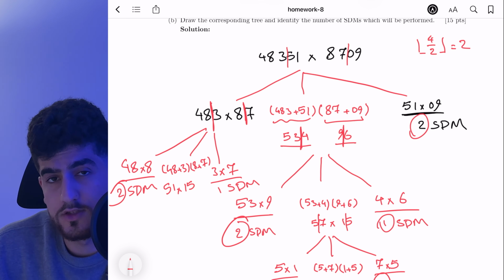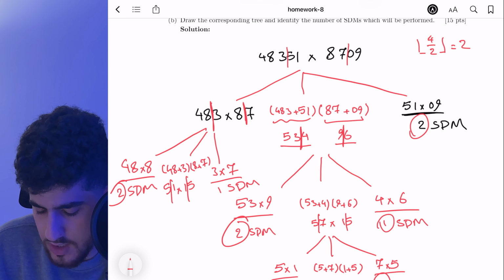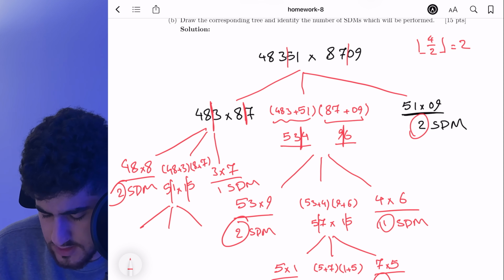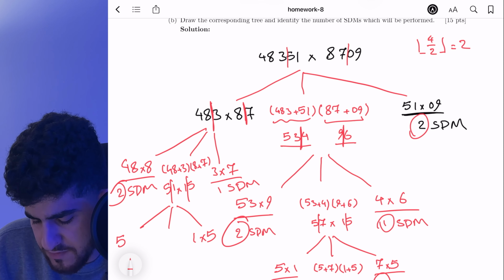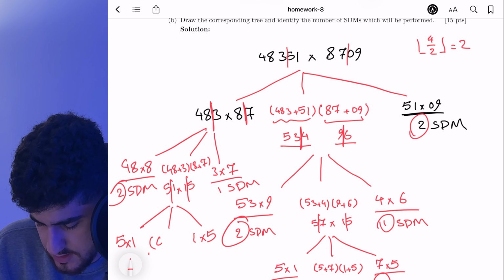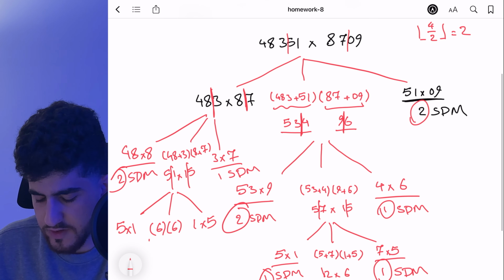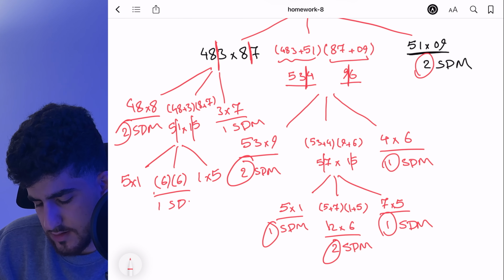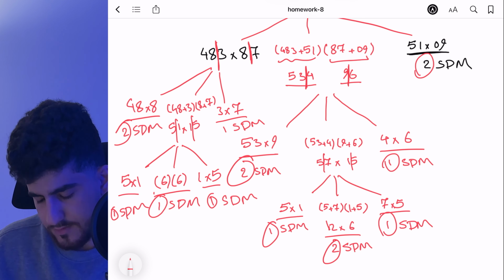Both of them have 2 digits, so we have to split with 1 digit to the right, and then we're going to call these 3: 1 times 5, 5 times 1, and 6 times 6. And 5 plus 1 times 1 plus 5. And this is going to be a single digit multiplication. This is going to be a single digit multiplication. And this is going to be a single digit multiplication.